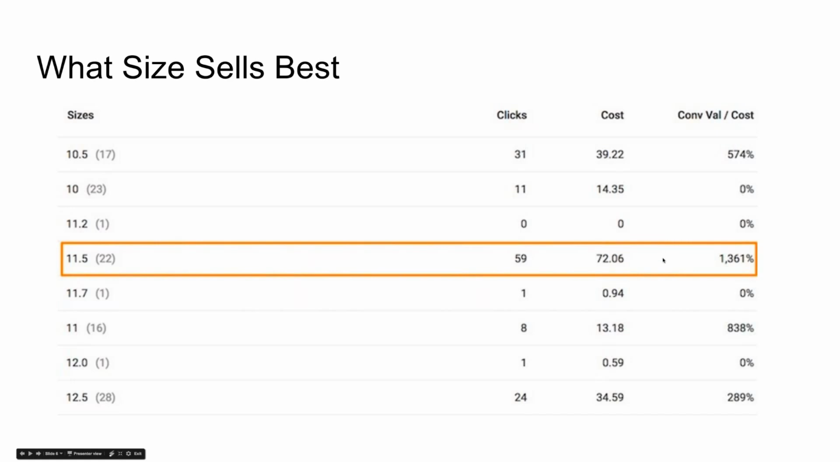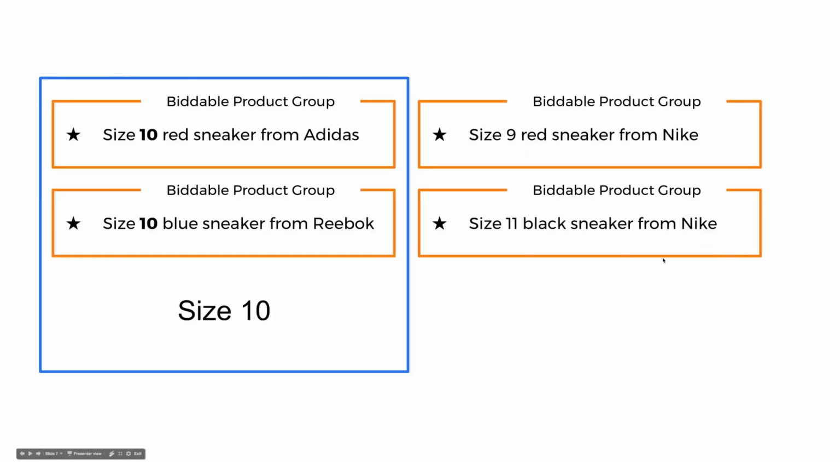So maybe we should increase the bids for size 11.5 shoes. That's a cool insight, and Optmyzr will help you get that insight, but you also want to act on it. If you have this GRIP structure set up, it enables you to do that level of action. So here what we've done now is we said, let's look for all the shoes that are size 10.